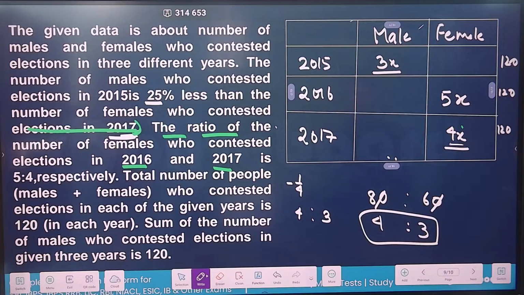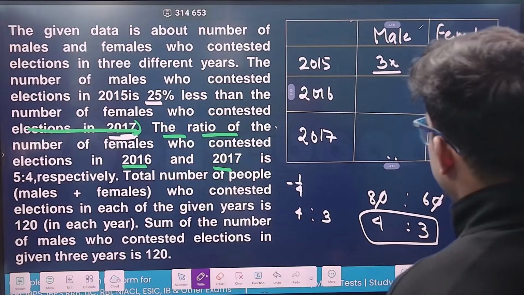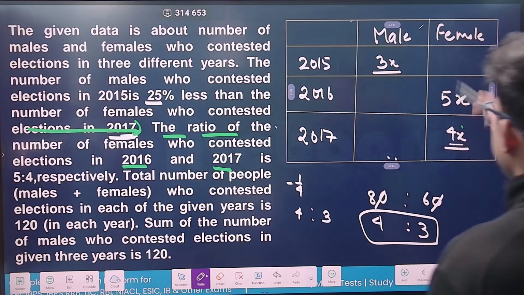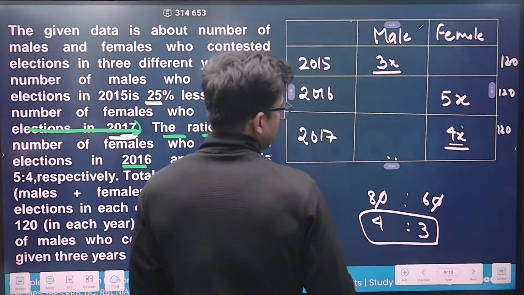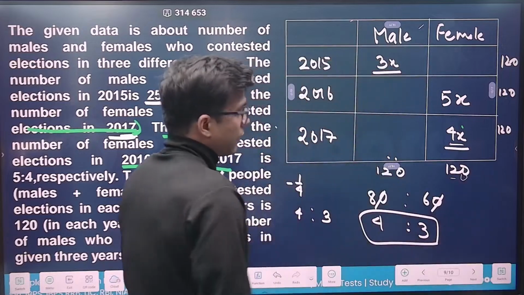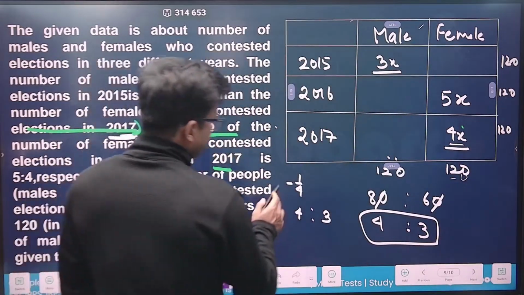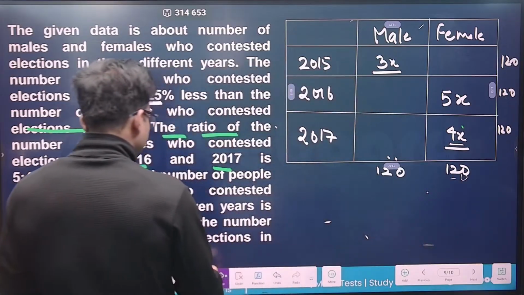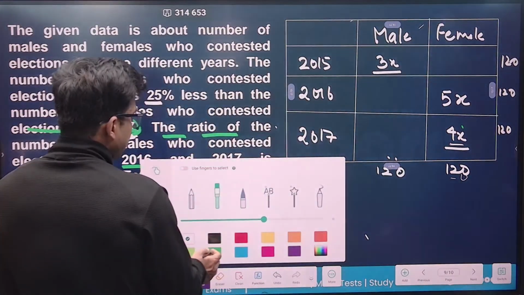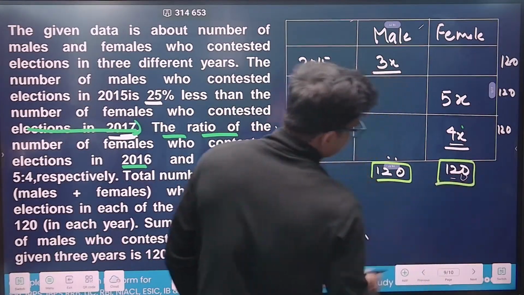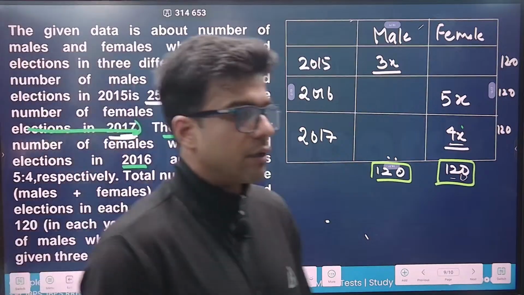So now the sum of the males who contested election in 3 years. So basically males who contested election in given 3 years. So sum of the males. So here it is also 120 and 120. Now how can you try it out? Now see, this much information is given to us. Now again, as I said to all of you, now you need to be as reactive as possible, use common sense through which you can answer how these sums should be equal and how we can figure out the value of x.